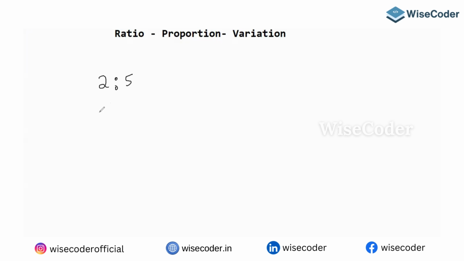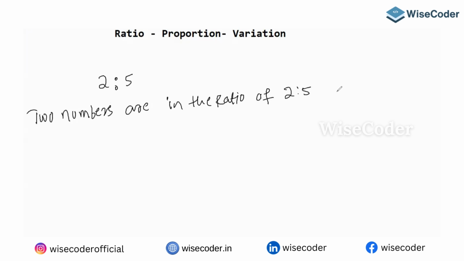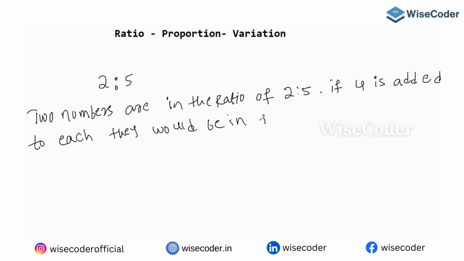Two numbers are in the ratio of 2:5. If 4 is added to each, they would be in the ratio 4:9. Find the numbers.